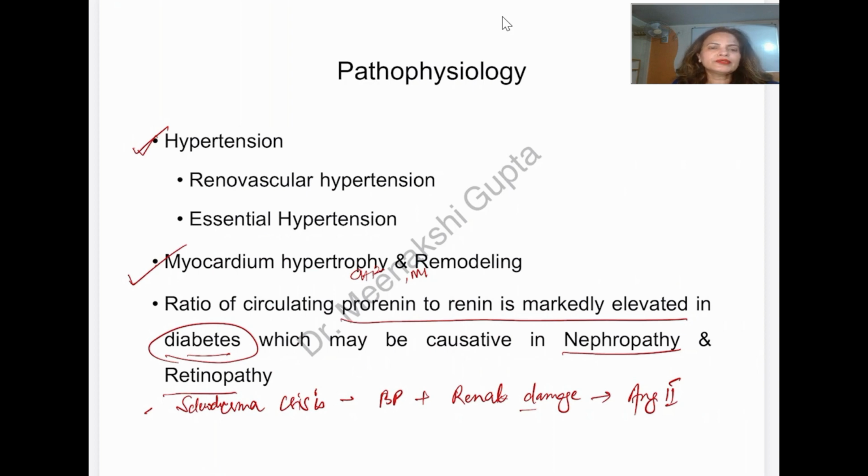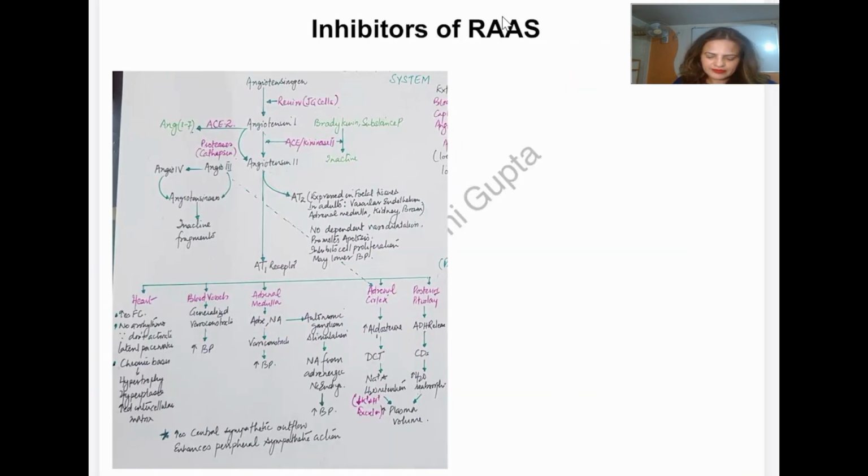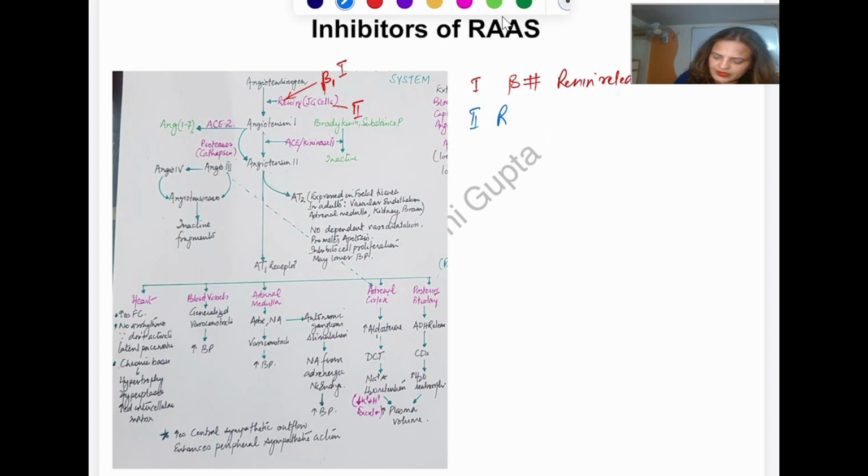Now how can we inhibit this pathway? At what all levels can we inhibit this pathway? Let's look at the first, the renin. This renin release is stimulated by activation of the beta 1 receptor. So number one is by giving a beta blocker, we can inhibit the renin release. Then the second one is a renin inhibitor.